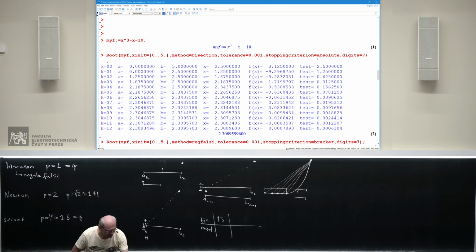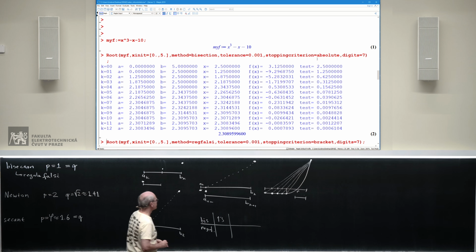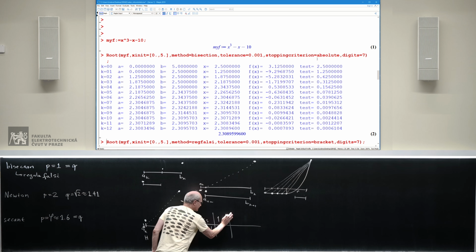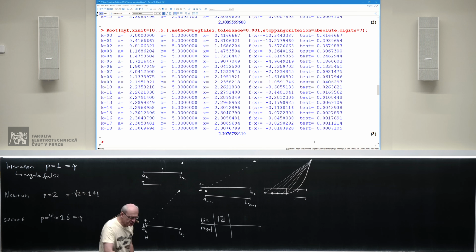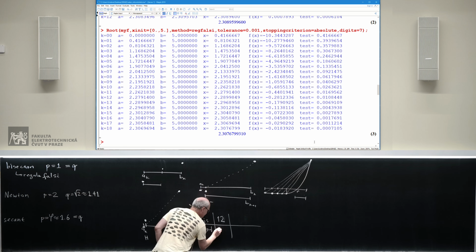So now, we just need 12 iterations for the bisection method. And I'm going to run a regula falsi method, again with absolute stopping condition, absolute difference, and it took 18 iterations.